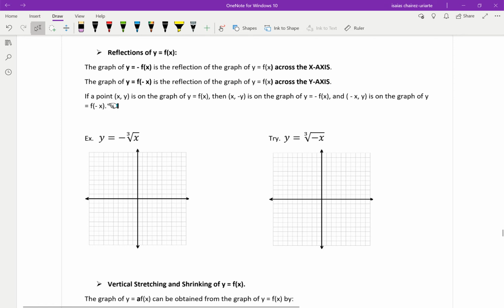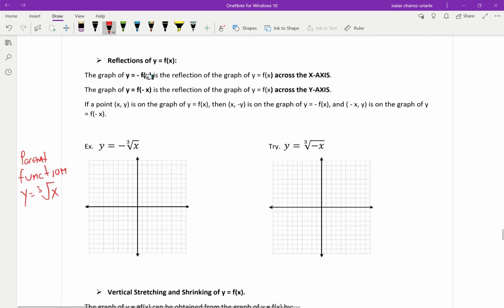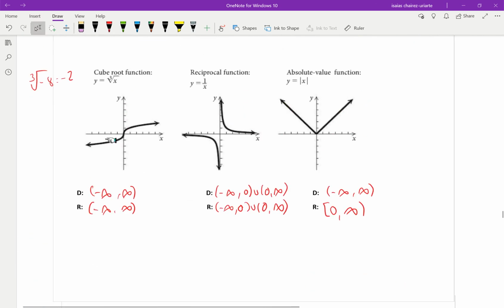I'll let you read this next little sentence on your own. So here I'm thinking, okay, I want to get a sketch of the graph of this. First of all, I gotta identify my parent function. Parent function is y equals cubic root of x. I know what it looks like. I can refer to the graphs up here because we have the list of parent functions. So cubic root of x is this guy right here.